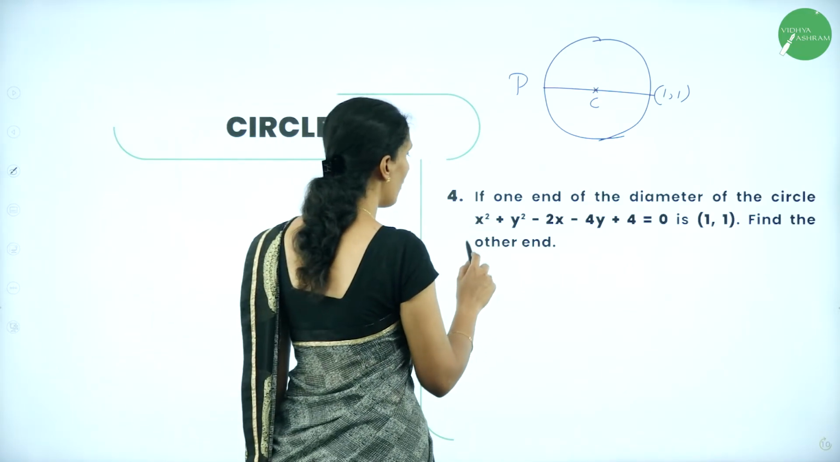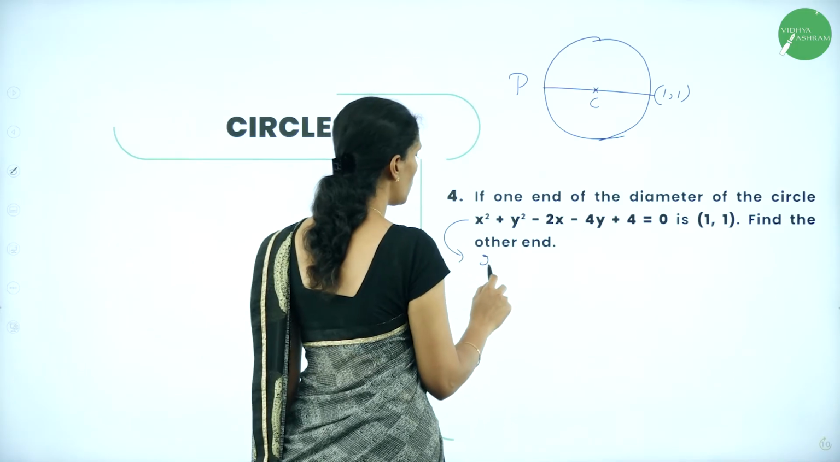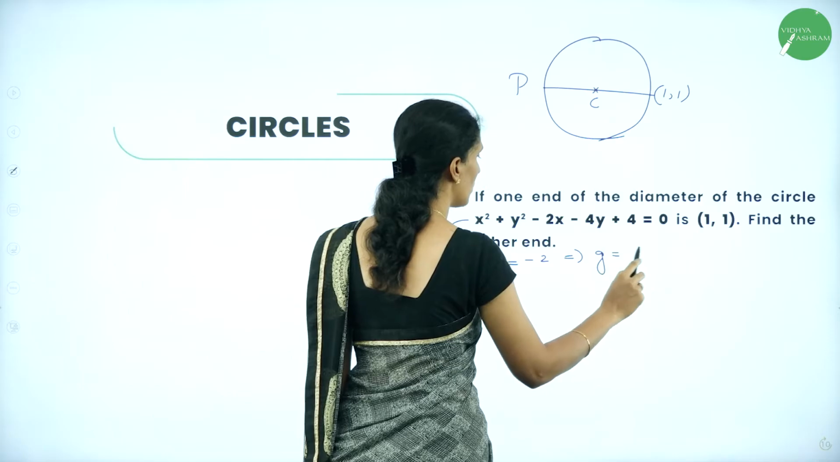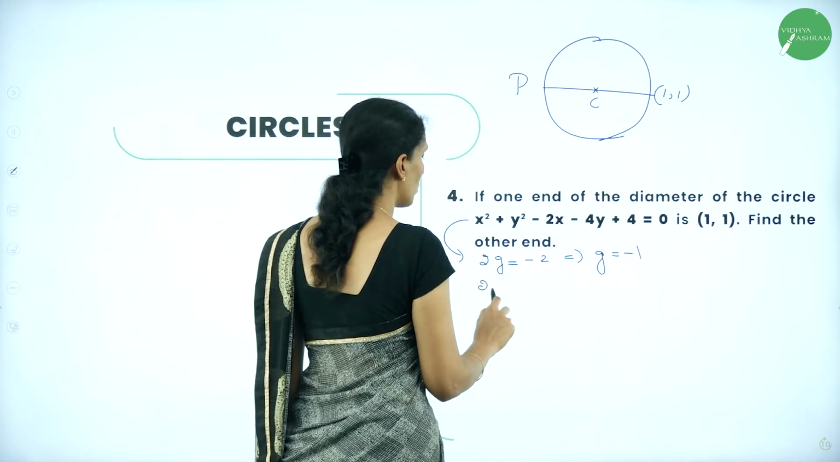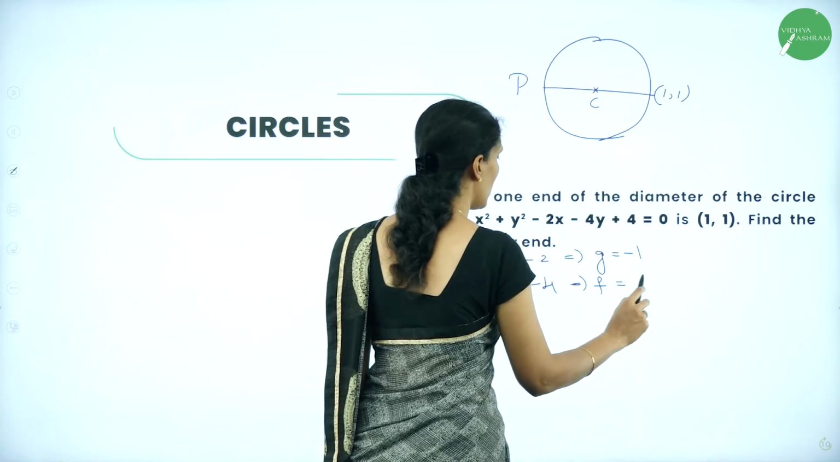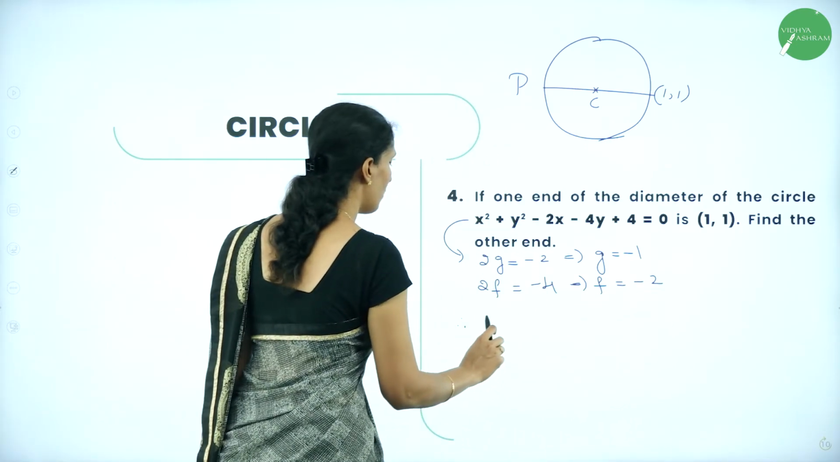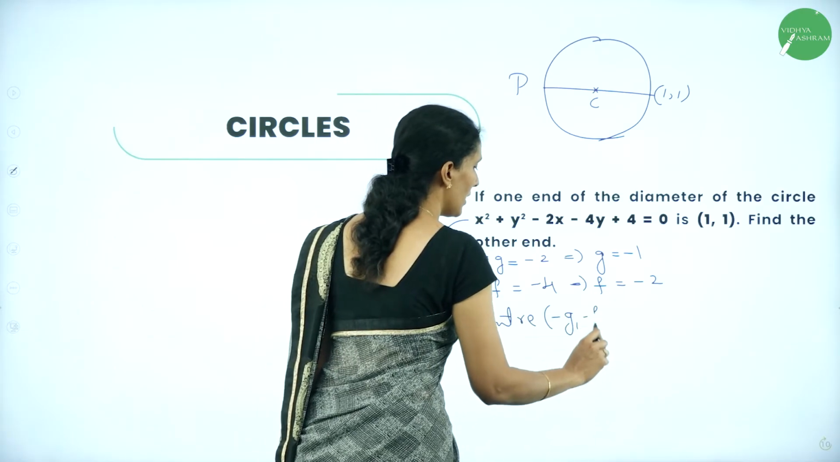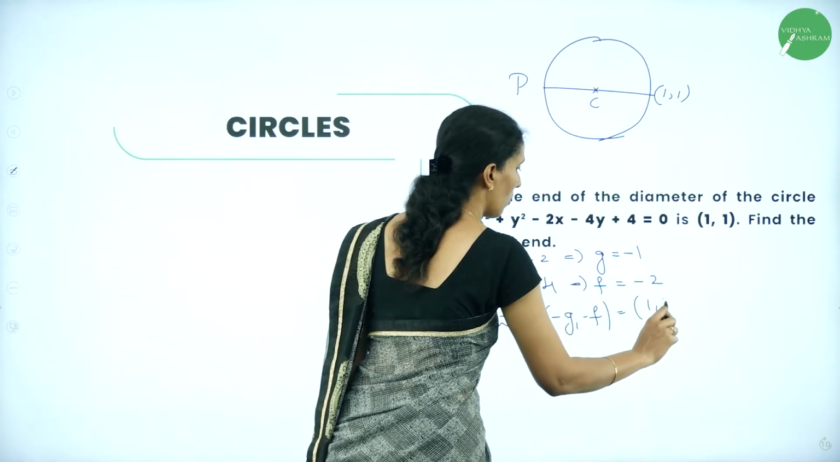Now we have from the circle here 2g is equal to minus 2. This implies g is equal to minus 1. Next, 2f is equal to minus 4. This implies f is equal to minus 2. So therefore, center minus g comma minus f is equal to 1 comma 2.